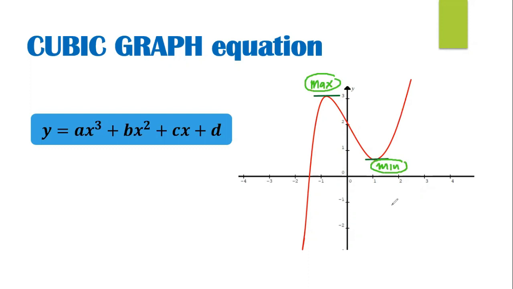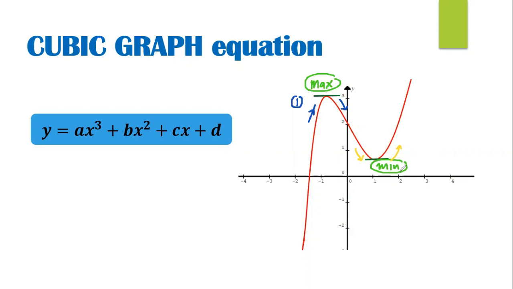So this cubic graph can have more than one direction. We call this the first direction: increasing and then decreasing. And for the second direction, decreasing and then increasing. This graph consists of two directions, with a maximum point and a minimum point.